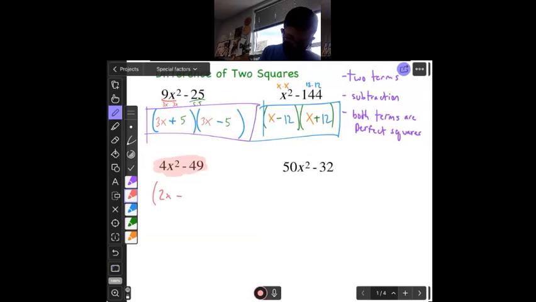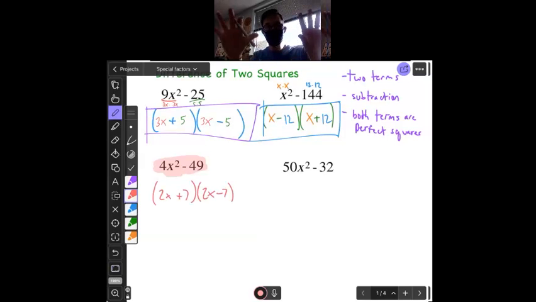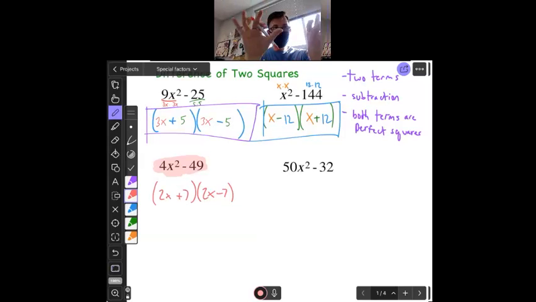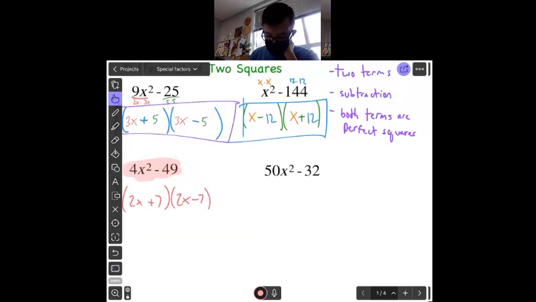Yeah, 2x plus 7, 2x minus 7. Again, it does not matter which one you have first. I can take those two groups and switch them. That doesn't matter. I can't take what's inside and do anything with it. But the two groups can be moved. Okay. So what about this last one here?